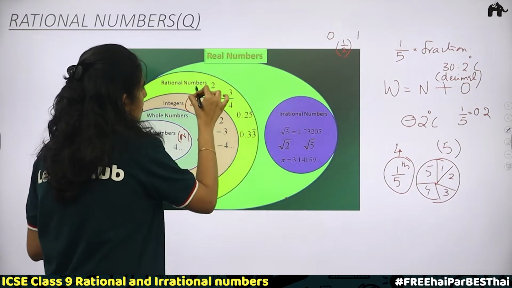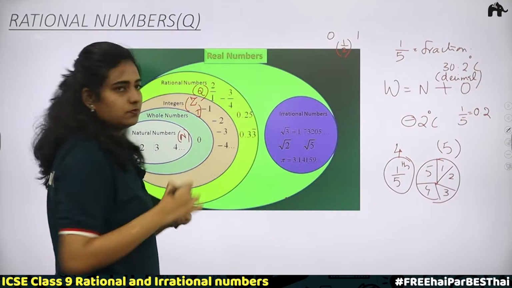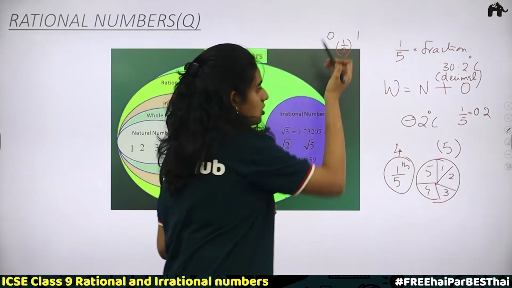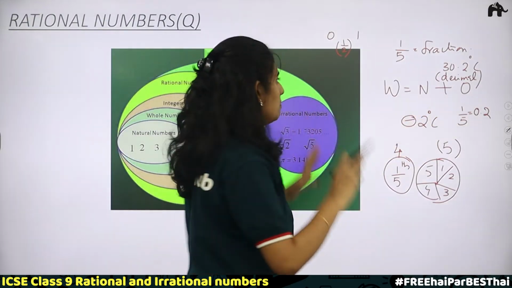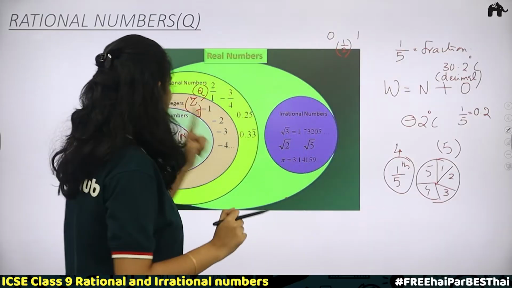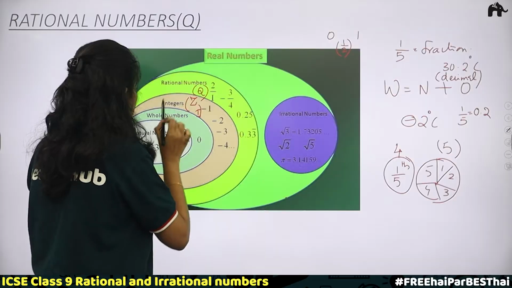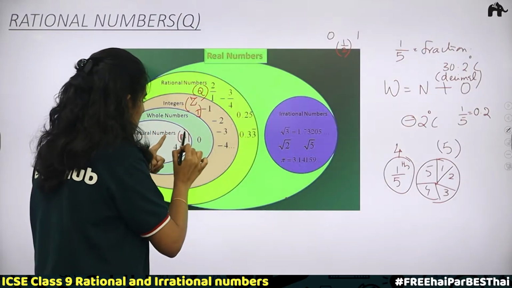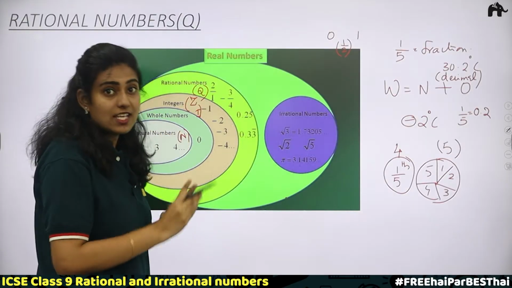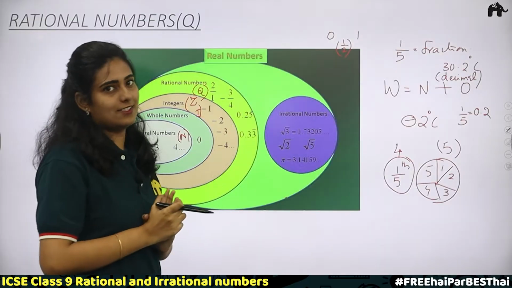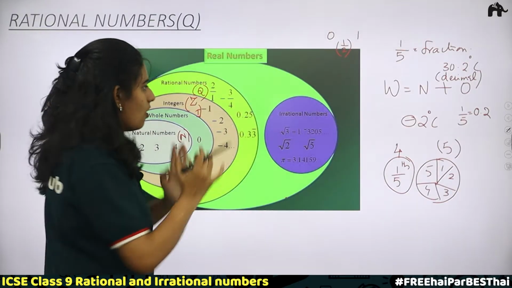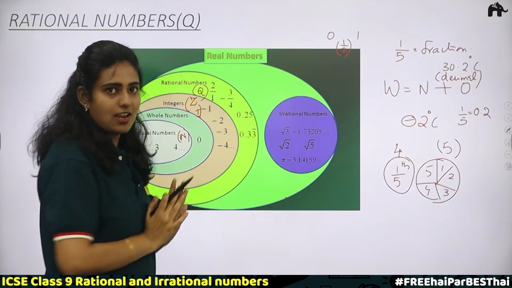We represent rational numbers with the letter Q. Okay, so these fractions, these decimals can be included under the category of rational numbers. So when you take rational numbers, these rational numbers include natural numbers, whole numbers, integers, decimals, fractions, etc. Understood? So all these are together called rational numbers.